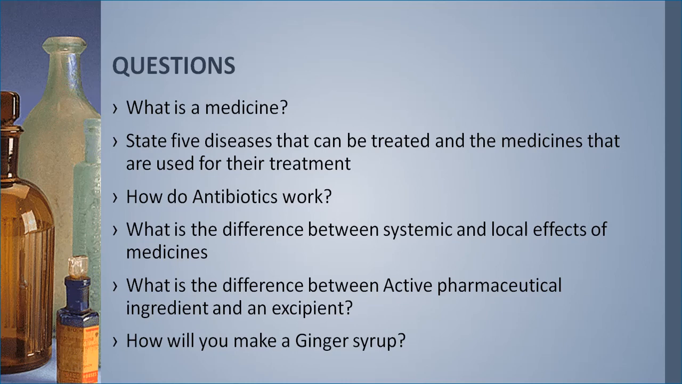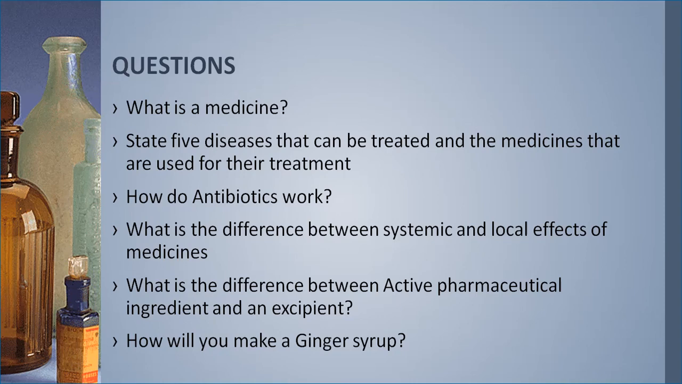Also, what is the difference between systemic and local effects of medicines? What's the difference between the two? It's important. I want to know whether you understood it. Also, what is the difference between an active pharmaceutical ingredient and excipient? Then, how will you make a ginger syrup? We just talked about ginger lozenges. But assuming you want to make a ginger syrup, maybe for cough, I'm interested. Just try. We are just trying. How will you make a ginger syrup?